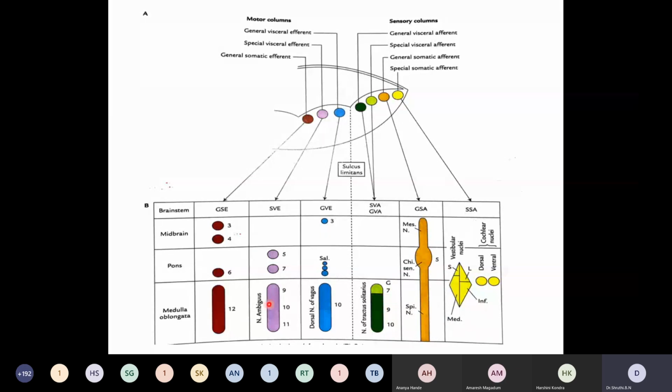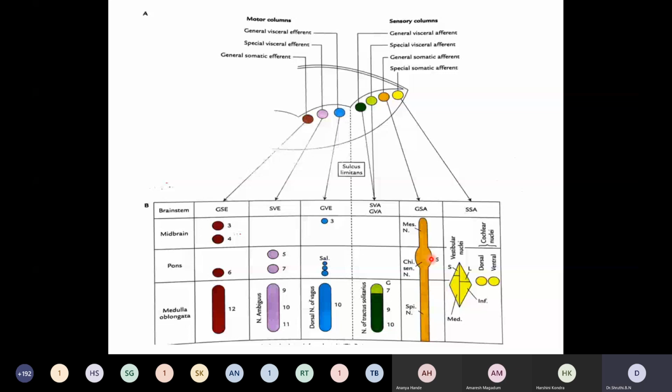I said nucleus ambiguus is formed from 9, 10 and 11. Nucleus tractus solitarius is from 7, 9, 10. Remember this. You will see the nucleus tractus solitarius in the section of the medulla oblongata. That means the 7th, 9th and 10th cranial nerves. What does it do? It carries taste sensation.